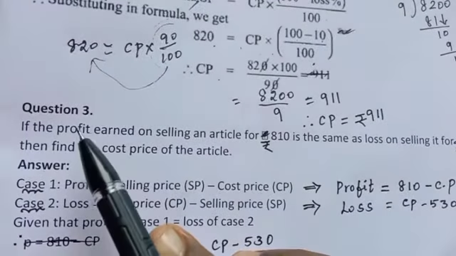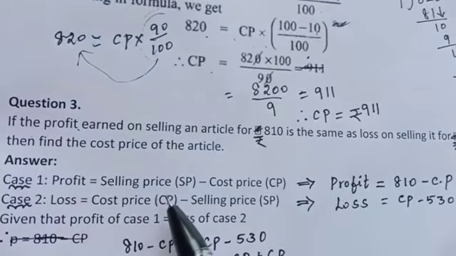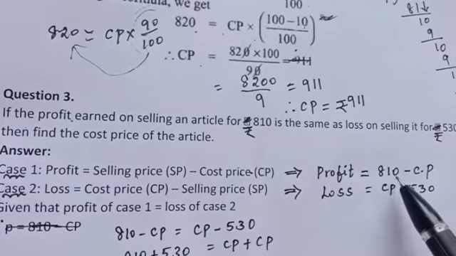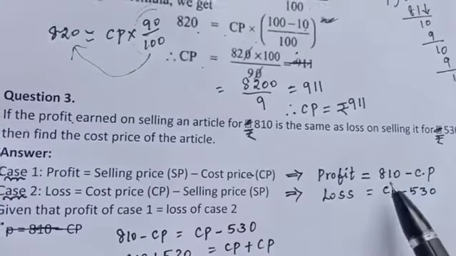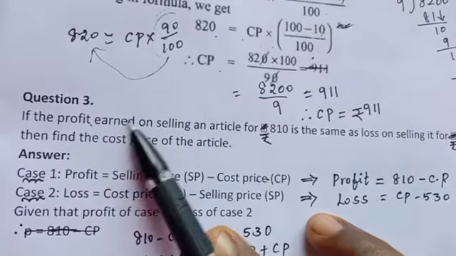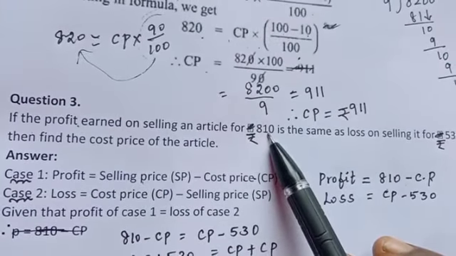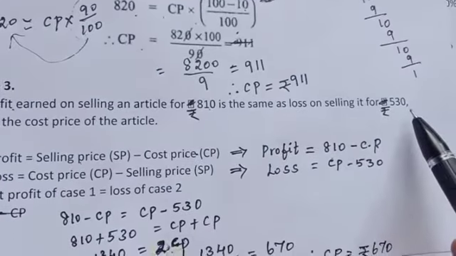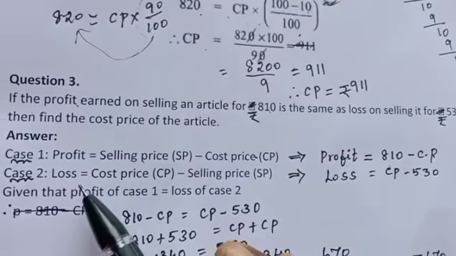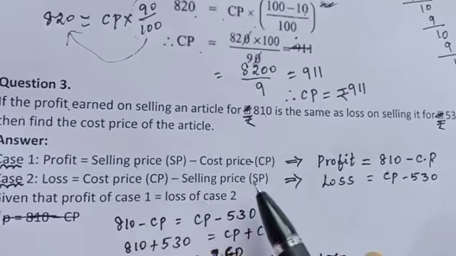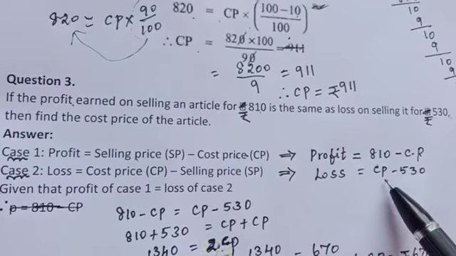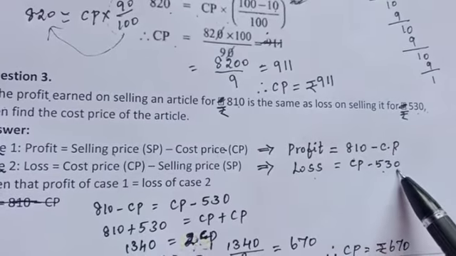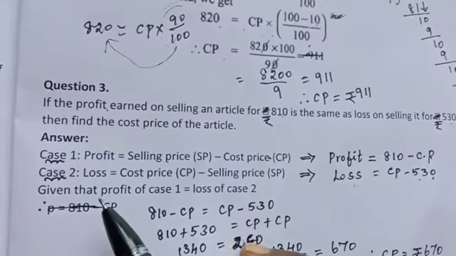For this question, first, if there is a profit, what's the formula? Profit is SP minus CP. For profit the SP is 810, so profit is 810 minus CP. Then case number 2, if there is a loss when the selling price is rupees 530. In case number 2, loss is equal to cost price minus selling price. This is the formula. So loss is CP minus 530.